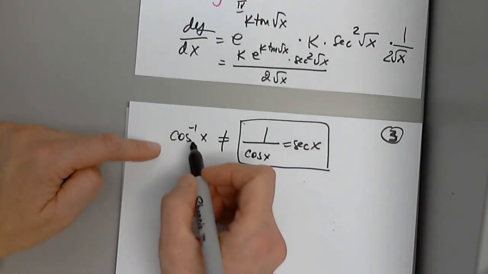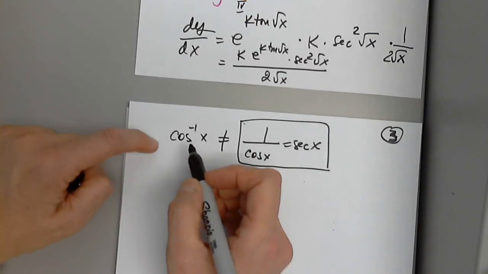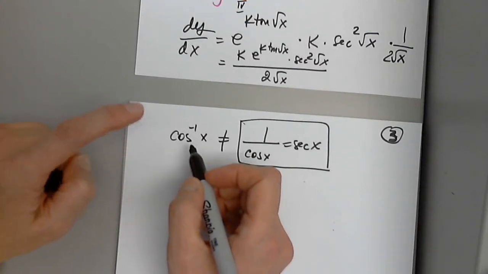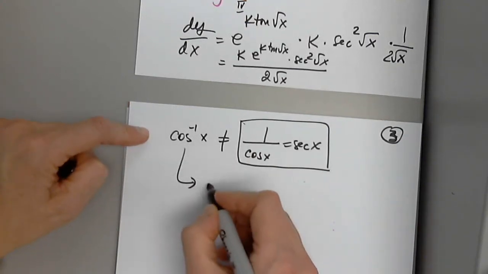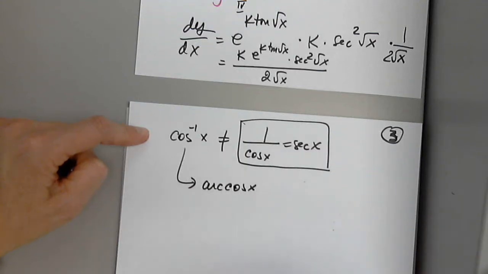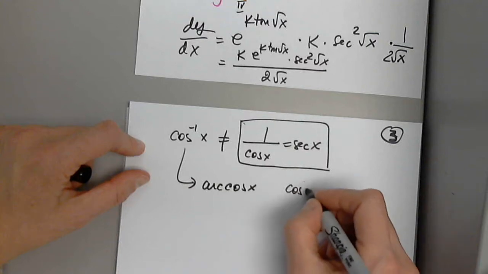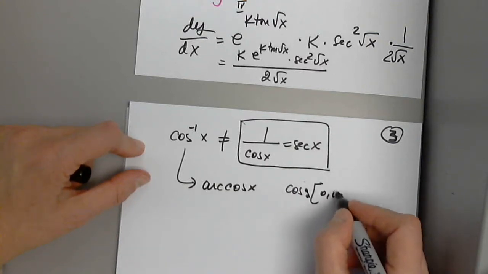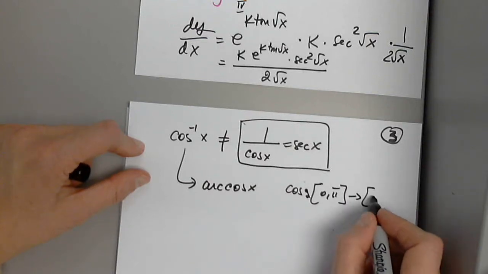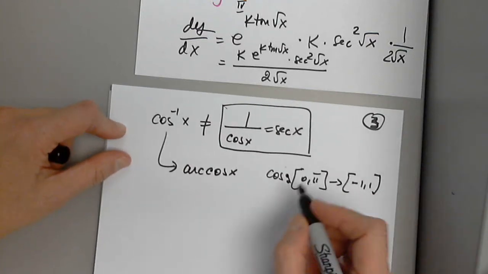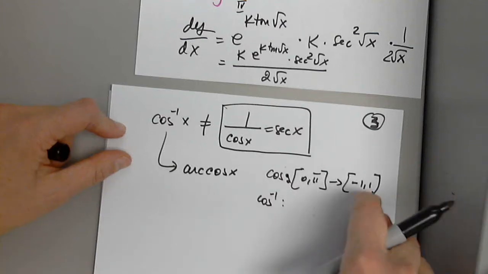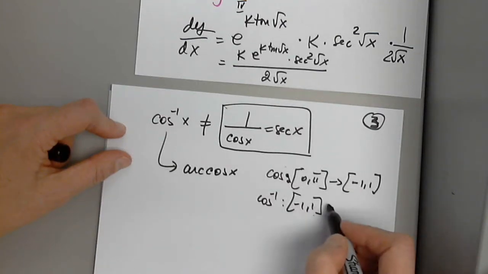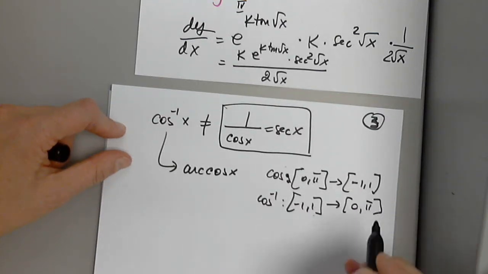Now, if you want to determine the inverse function of cosine, that's a totally different story. This one is arc cosine x. It's the inverse function of cosine. So cosine is defined on 0 to pi and takes values between -1 and 1. And cosine inverse is defined on -1, 1 and will give us values between 0 and pi.